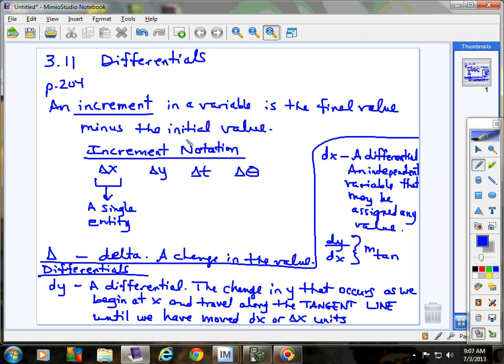Our last section before the test, 3.11, differentials. It starts on page 201, but the notes actually begin on page 204. Now, just to give you an overview of this section, you could divide it into two parts.